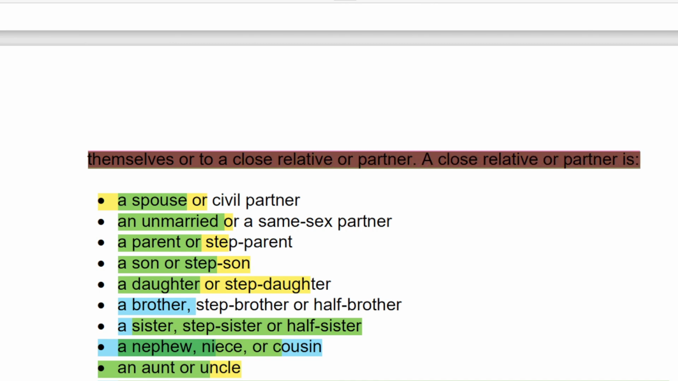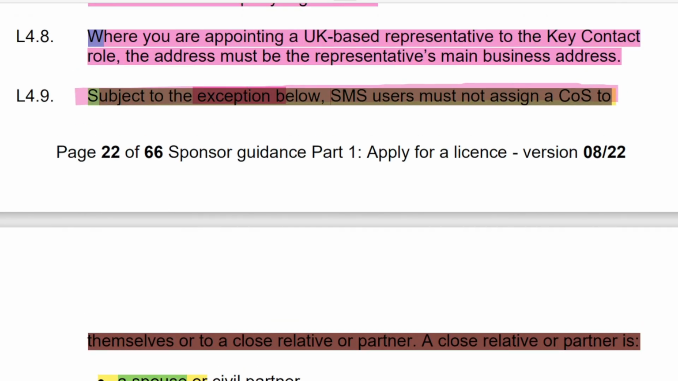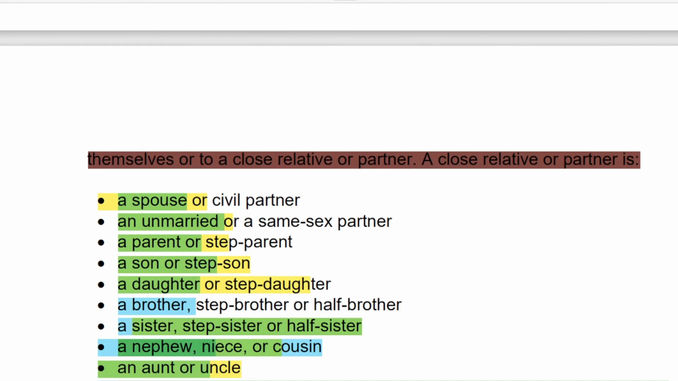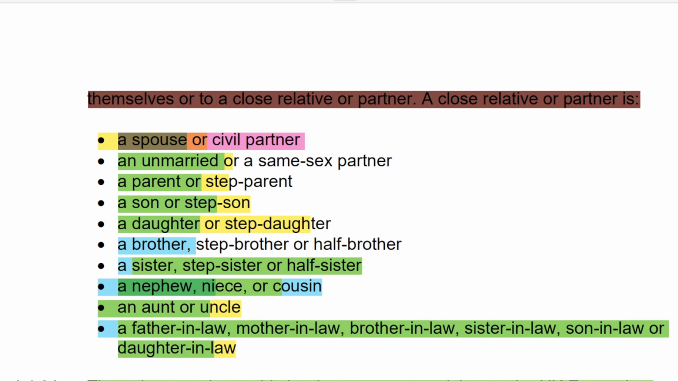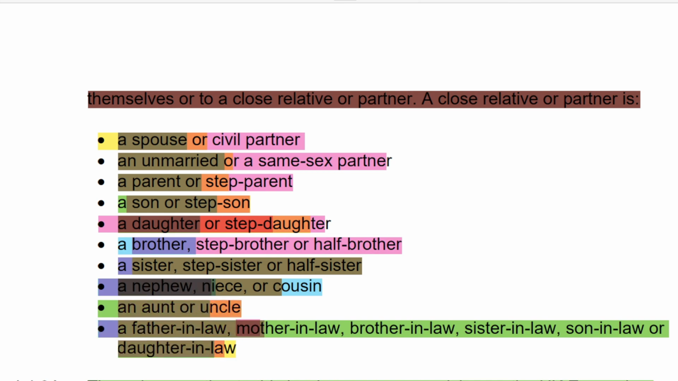Close relative or partner is, so when it talks about exception, we will discuss the exception. The exception is the UK expansion worker visa. And when we talk about this visa, sponsor license one, we are talking about a spouse or a civil partner. You cannot issue a certificate of sponsorship for them. You cannot issue a certificate of sponsorship for an unmarried or same-sex partner, a parent or a step-parent, a son or a stepson, daughter or stepdaughter, brother or stepbrother, stepsister, nephew, niece, cousin, aunt, uncle. All these family members, you cannot issue them a visa. It's not allowed.